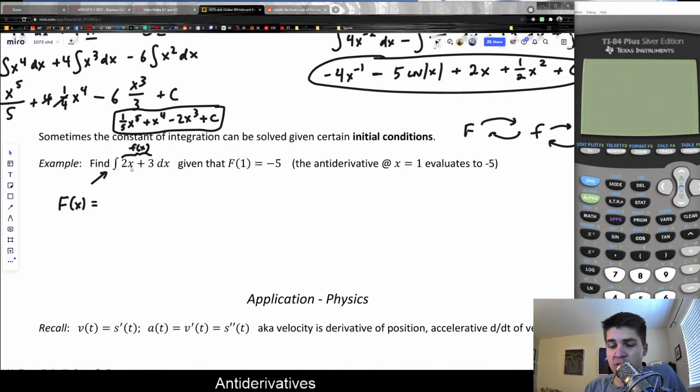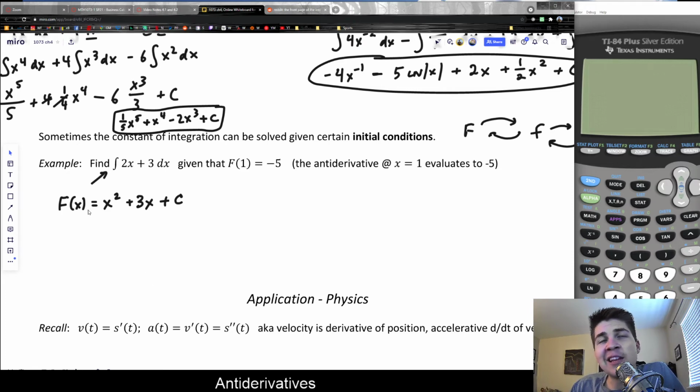Well, again, we could just use our rules for antidifferentiation. So the antiderivative of 2x would be x squared. And the antiderivative of 3 would just be 3x. And of course, remember that since this is what we call an indefinite integral, we need to add c to this. And so, we can figure out our antiderivative function just by using the rules that we've been talking about in the last few class periods.